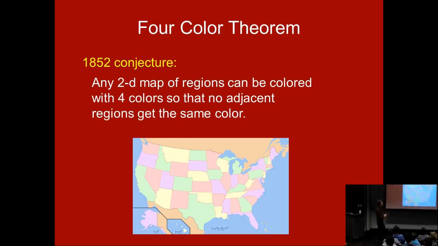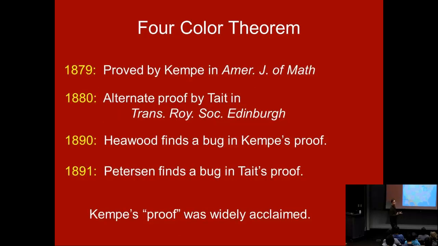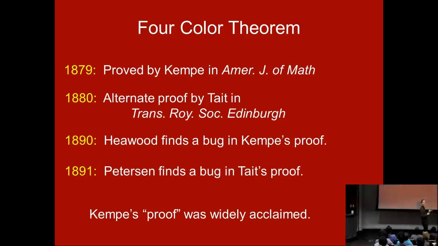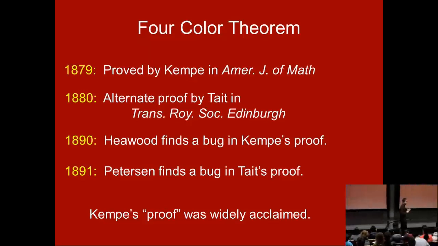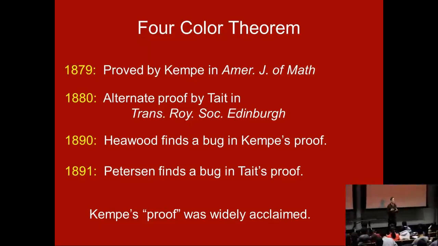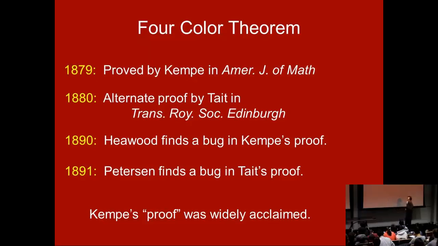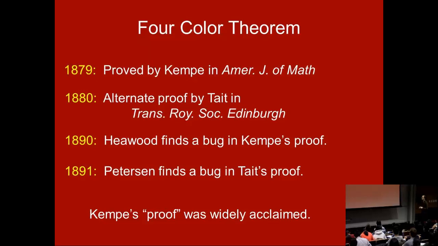Okay, so that was 1852, and it became a popular problem that nobody could solve, and it stayed that way for quite a long time, for 27 years, until 1879, when it was proved by the mathematician Kempe, who published his result in the American Journal of Math. Then 1 year later, in 1880, a different person, Tate, found a different proof of the same theorem, the four-color theorem, published in a Scottish math journal. So that was great, and everybody was very satisfied with the four-color theorem at that point.